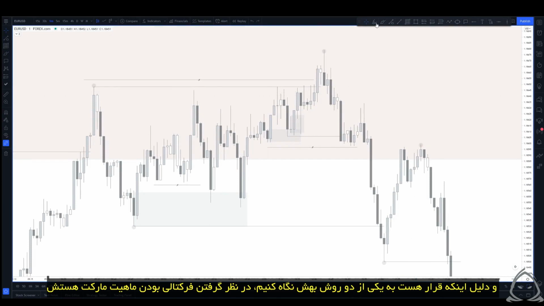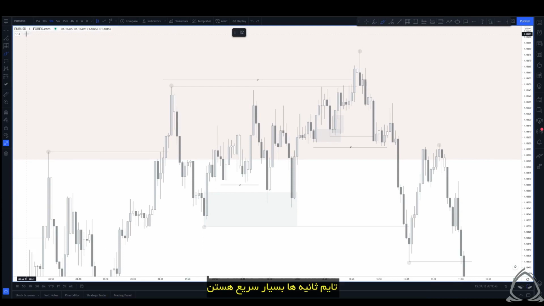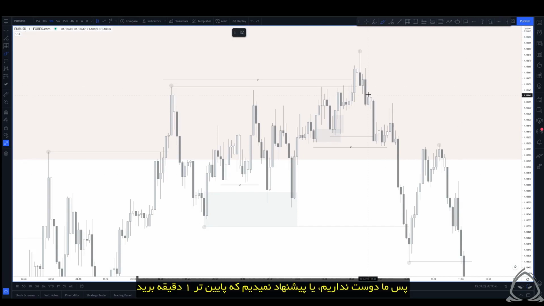And the reason we're going to look at it in one of two ways is just factoring in the overall fractal nature of the markets, and then more 1-minute focused here, because of course anything less than 1 minute, we're in the seconds time frame. Seconds time frames are incredibly quick, they're incredibly noisy or seemingly noisy, so we don't necessarily recommend going lower than that.